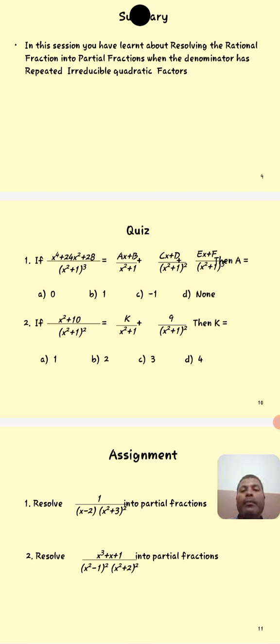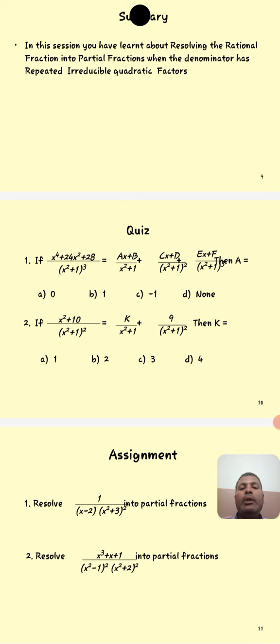Number 1, if x power 4 plus 24x square plus 28 divided by x square plus 1 to the power of 3. Okay, here this is a proper fraction. You observe the degree, the numerator degree is less than the denominator degree. Here you observe the denominator part. The irreducible quadratic factor is repeated. How many times repeated? 3 times is repeated.